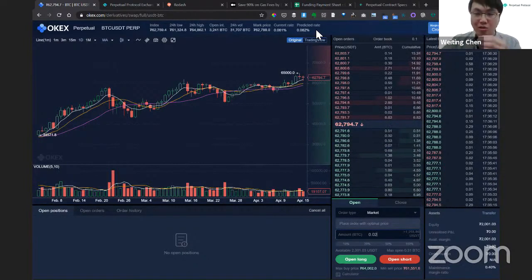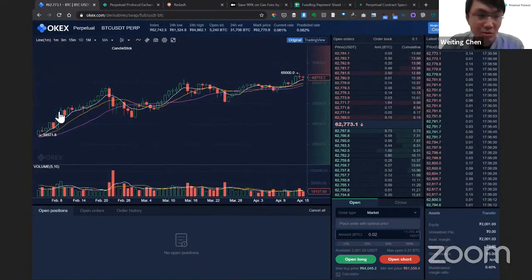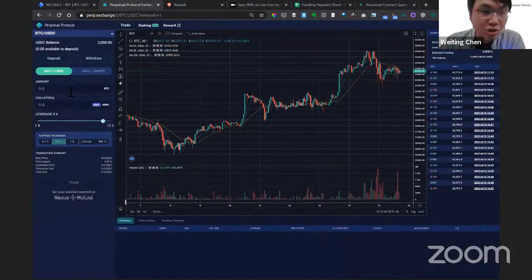Because those two are in different directions, they negate each other. So there should be no market exposure to you. And at the same time, the two positions on different exchanges get paid at the same time. So that's really the high level of what we're going to do next. So here's what we're going to do. On Perp exchange, you just type 0.02 BTC.